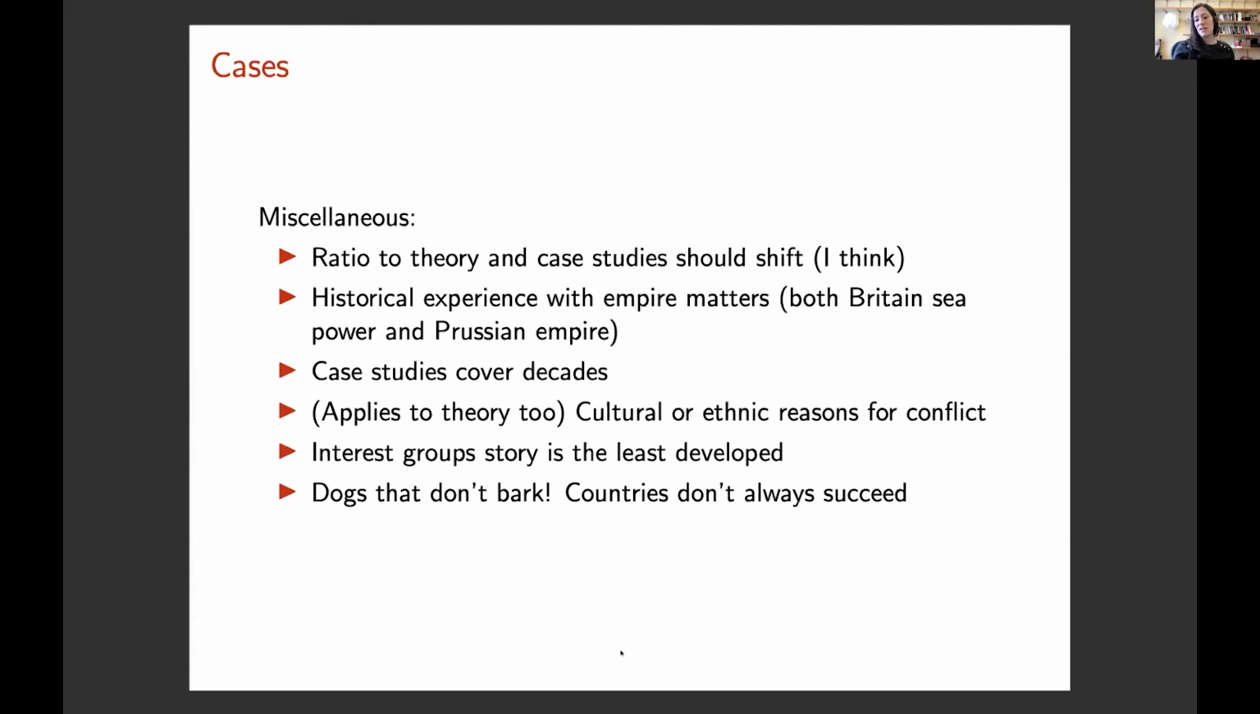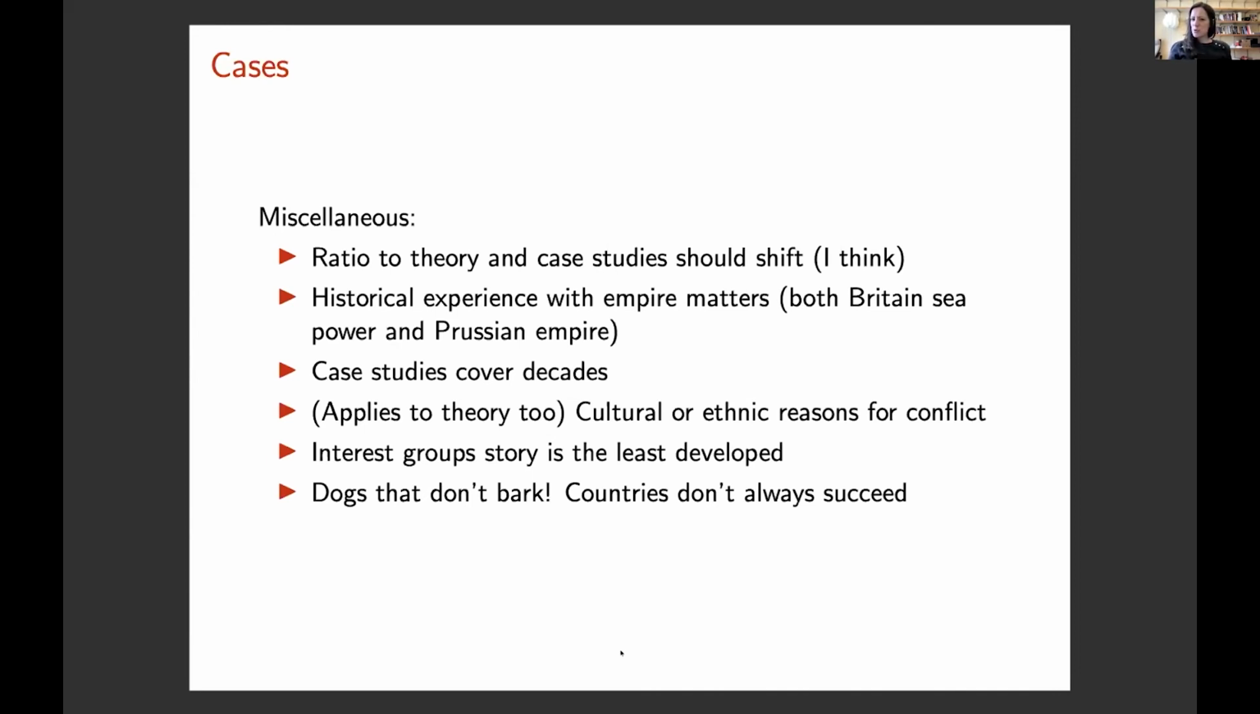Also, cultural or ethnic reasons for conflict. So we talk about prestige, we talk about military, but here there might be reasons why you may or may not invade other people that have to do with cultural aspects at home. This is something that maybe folks who study this would question.